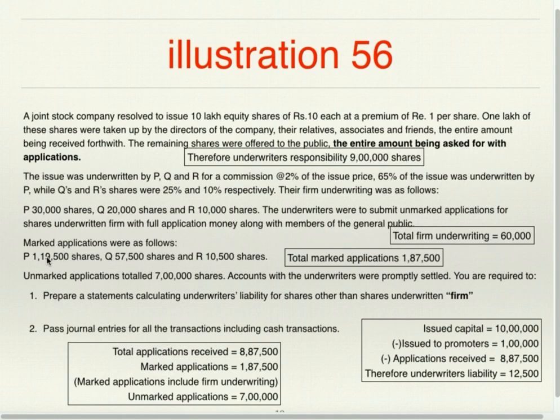Marked applications were as follows: P 1,19,500 shares, Q 57,500 shares, R 10,500 shares. These are marked applications. So if you add these three, total marked applications are 1,87,500. Unmarked applications totaled 7 lakh shares. Marked applications are 1,87,500. Unmarked applications are 7 lakhs. Therefore, total applications received are 8,87,500. Marked applications include firm underwriting.